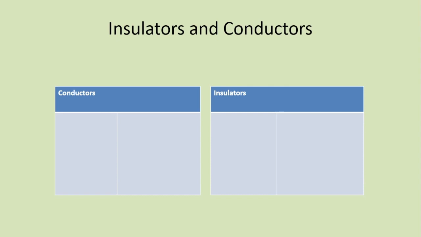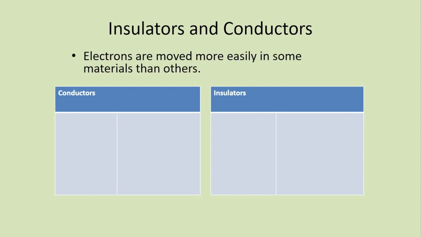So insulators and conductors, what are they? Well, electrons are moved more easily in some materials than others. What do you mean electrons moving? What does that mean? Well, in very simple terms, moving electrons can also be viewed as electricity. So what types of materials easily allow electricity to move?